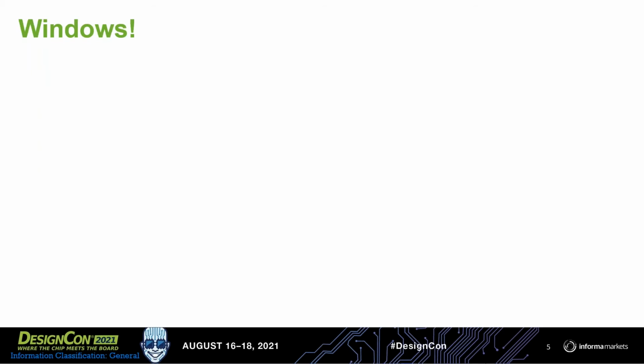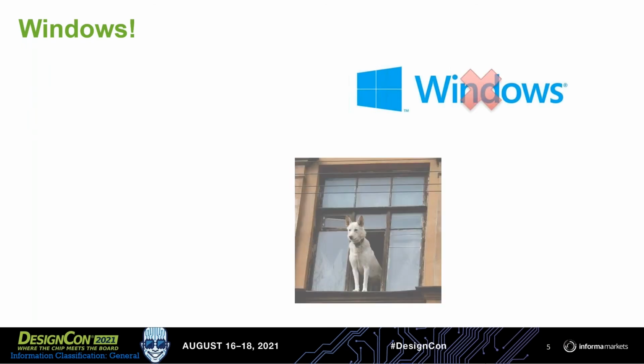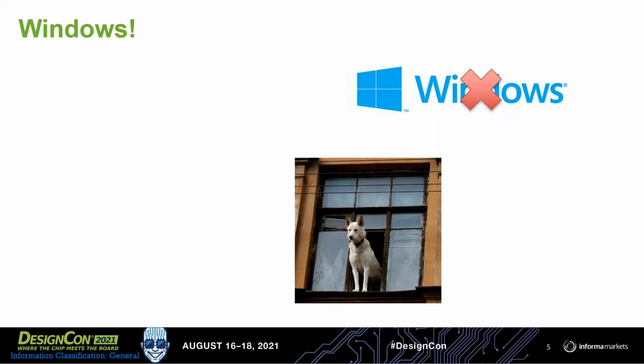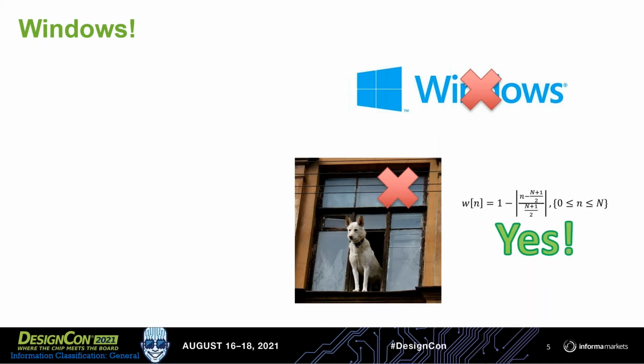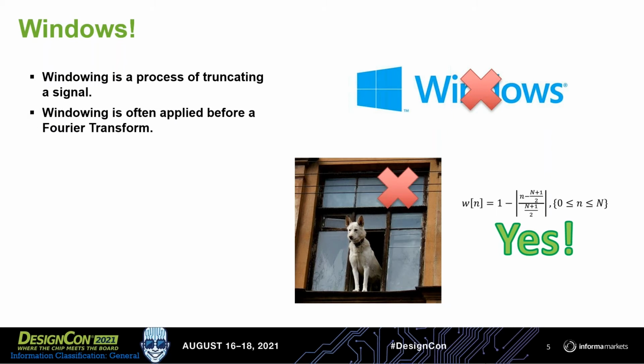So windows, what are we talking about here? Are we talking about Microsoft Windows? No. Are we talking about windows that are in your house? No. Are we talking about windows that are defined by equations? Yes. So what are these windows? Windows are simply a process of truncating a signal. And so why would you ever want to get rid of some of the signal that you work so hard to collect? Well, it's a common practice to do this to highlight an area of interest in a time domain waveform before you apply a Fourier transform.